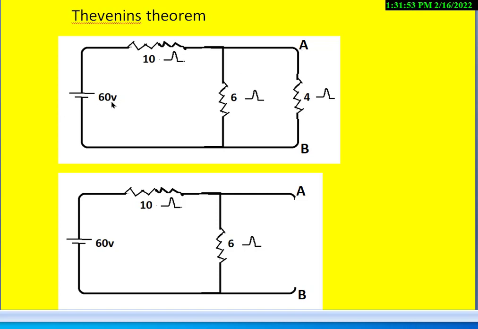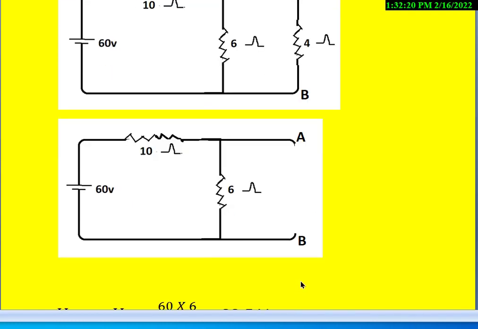Here, this is the circuit: 60 volts, 10 ohms, 6 ohms, 4 ohms, and we require the Thevenin's equivalent circuit with respect to AB terminals. So to get the equivalent circuit for this, the first step is open the terminals A and B like this.